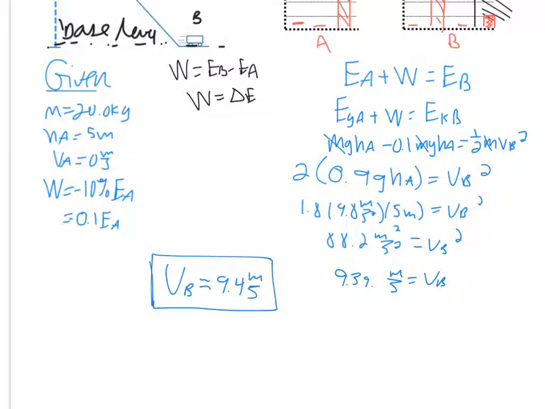So anytime you see a problem where it's talking about a percentage of energy, you're usually dealing with the percentage of your initial energy at A. Whether or not it's added or taken away depends on the wording of the problem. So if energy is entering the system, this would be positive, but in this case it was leaving, so we had to make that negative.